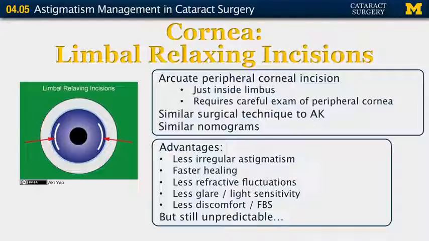The advantages, as compared to AK, are less irregularity, faster healing, less refractive fluctuations, less of the other side effects, including glare and light sensitivity, discomfort, and foreign body sensation. But these can still be somewhat unpredictable.